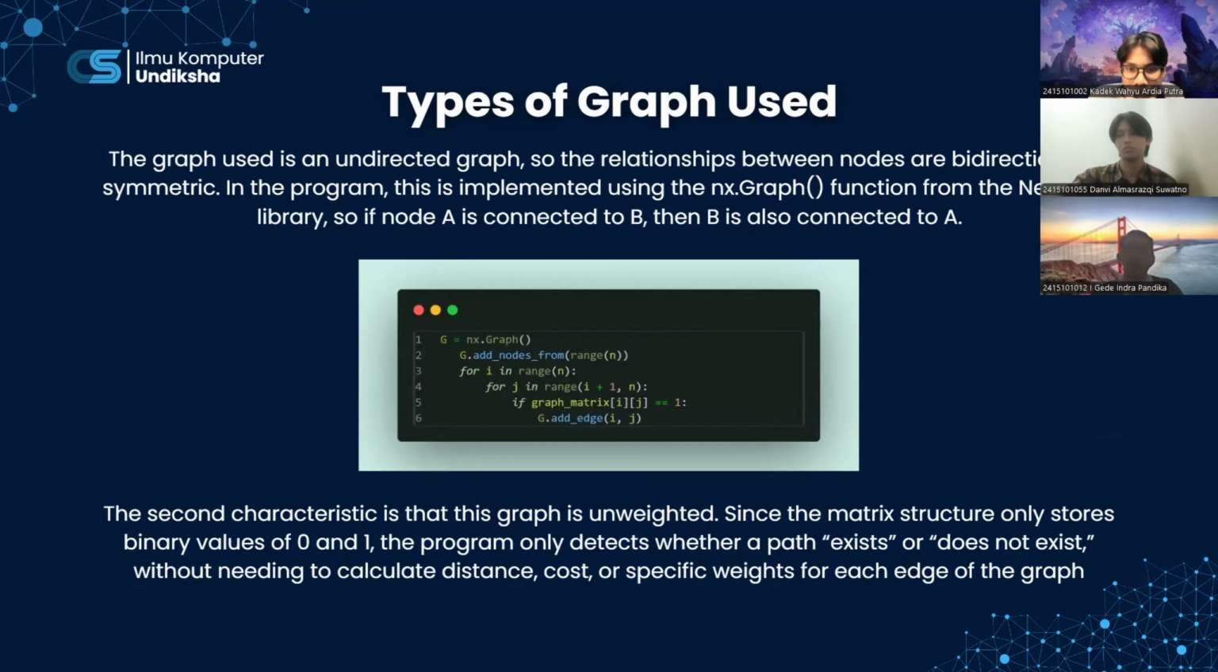And the second characteristic is that this graph is an unweighted graph. Since this graph structure only stores the binary values of 0 and 1, the program only queries whether a path exists or does not exist, without calculating distance or any specific load value on that edge of the graph. Okay, that's all the explanation from me. For the next session, Danvi will explain in more detail.